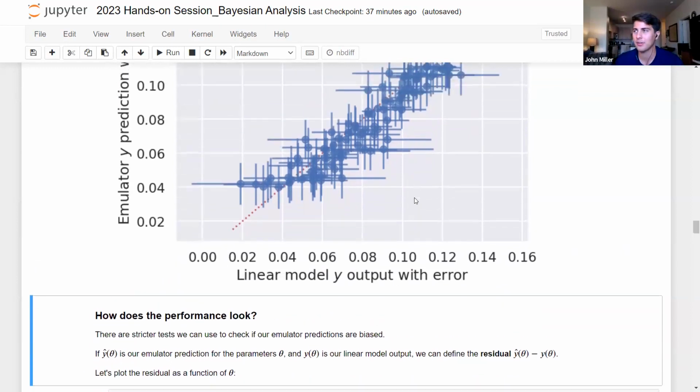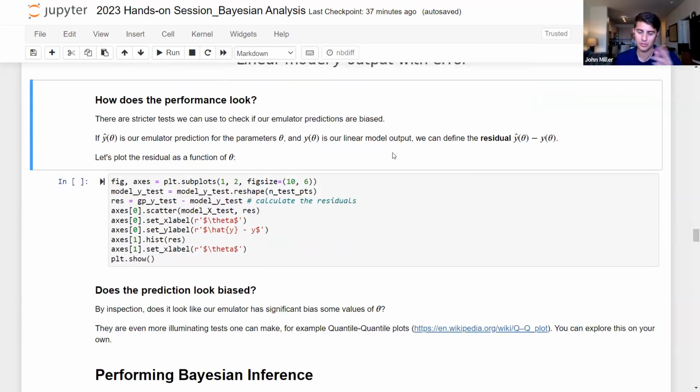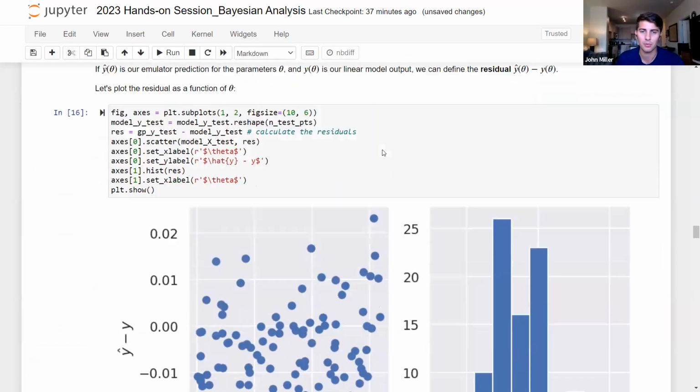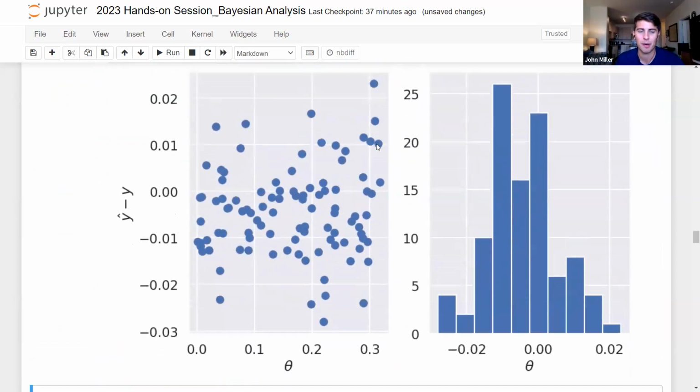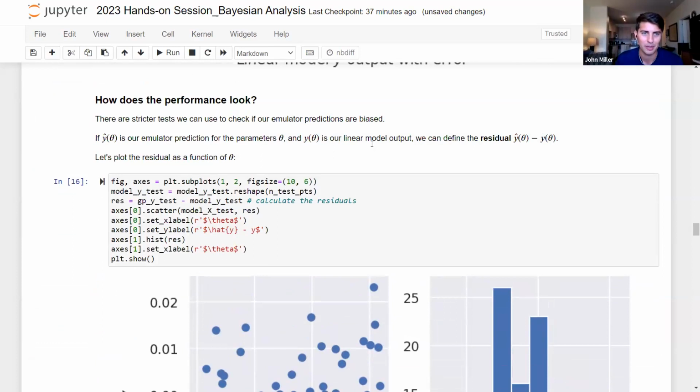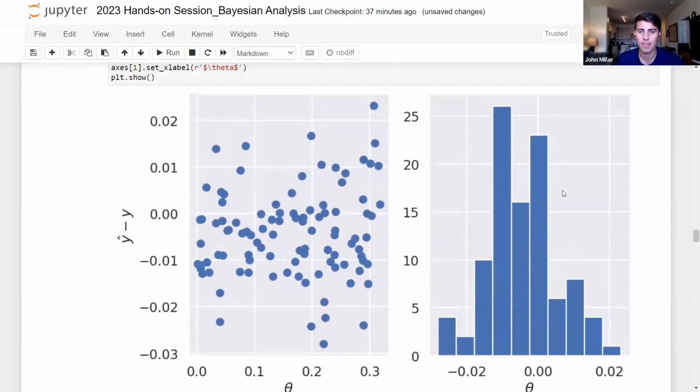So let's try to get a better look at how this performance looks. Let's plot our model residuals and see if there's any sort of systematic bias. And here are what the residuals look like.